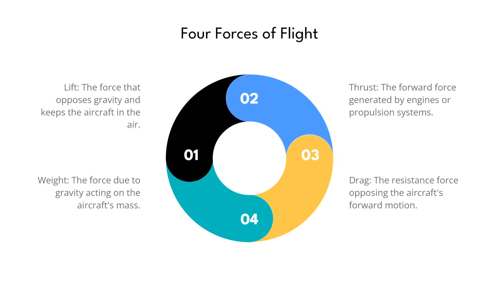So we have here first the four forces of flight. The lift is the force that opposes gravity and keeps the aircraft in the air. Thrust is the forward force generated by engines or propulsion systems. Weight is the force due to gravity acting on the aircraft's mass. And drag is the resistance opposing the aircraft's forward motion.